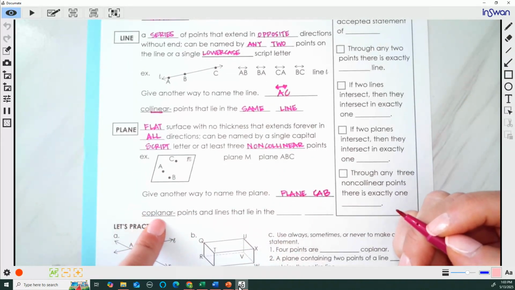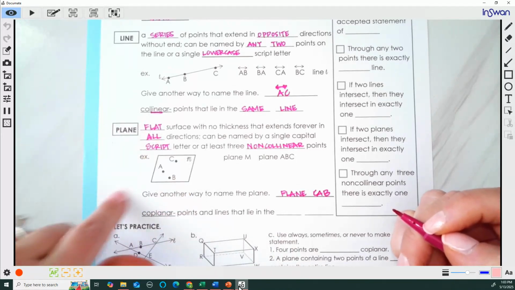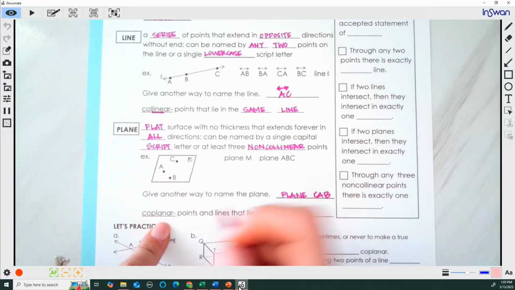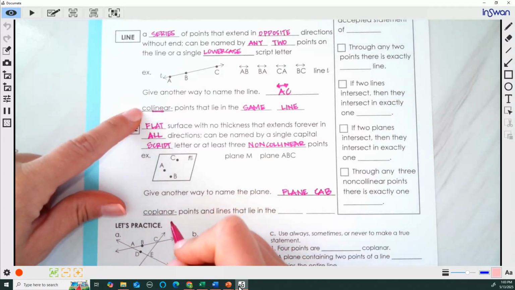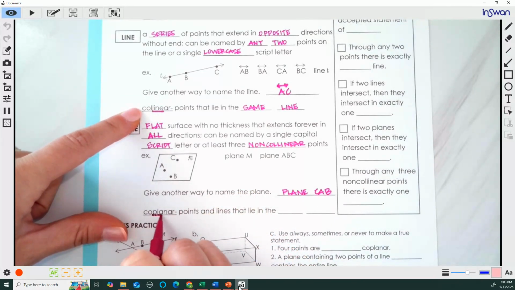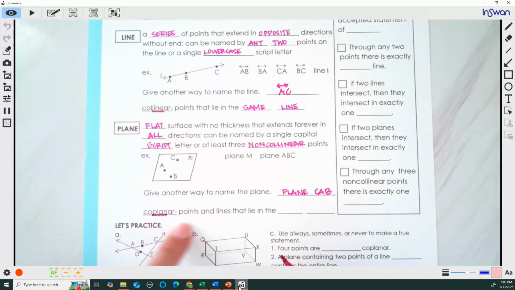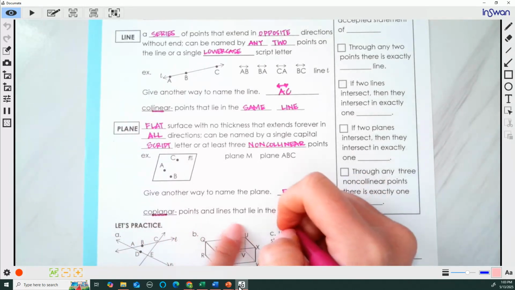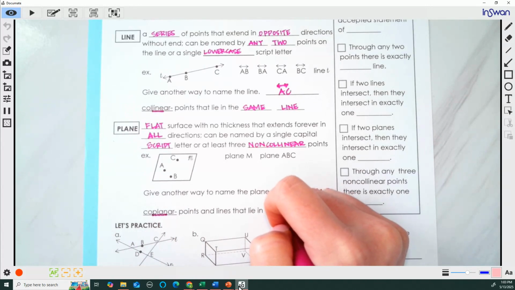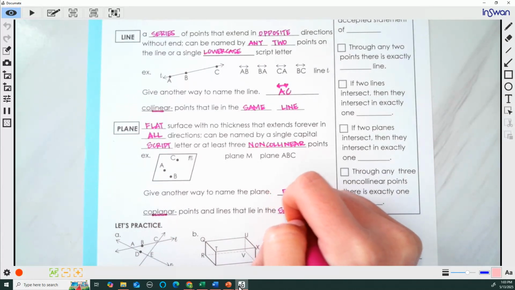And again, we have a definition within this term called coplanar, similar to collinear. The base word is plane, and it means points and lines that lie in the same plane.